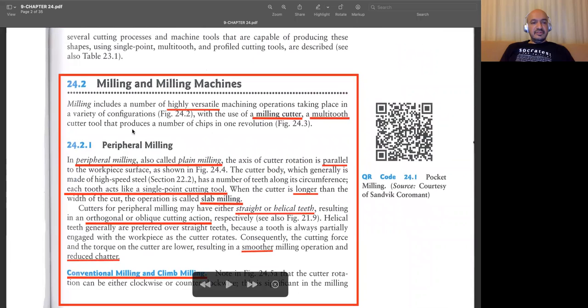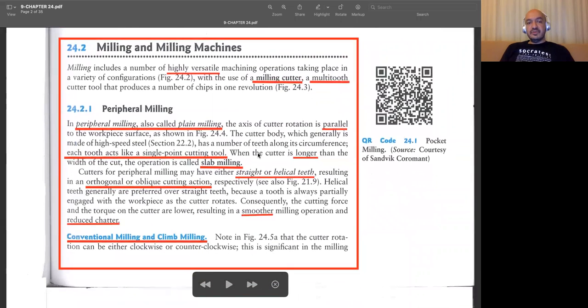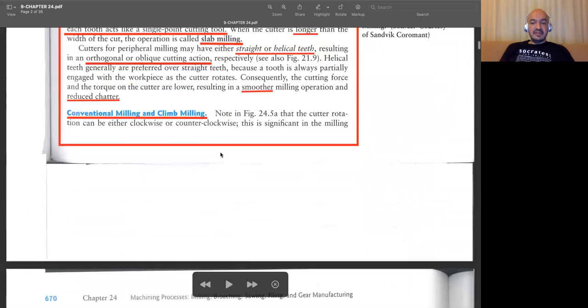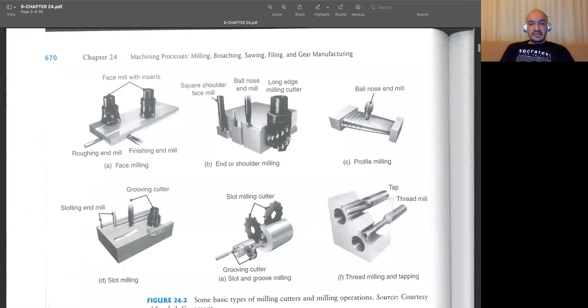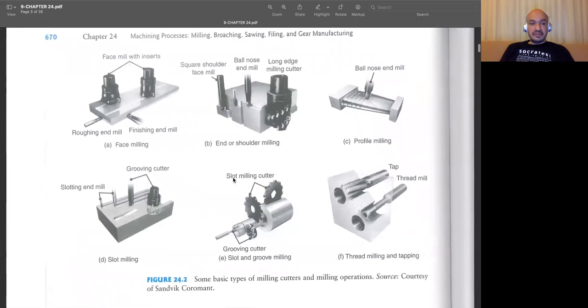And here we will first discuss the types of milling. There are different types. We have peripheral milling, face milling, end milling, and other slotting types of milling operations. The most important ones are peripheral and end milling. We will spend some time on peripheral milling, but I may show you first some pictures of different milling processes.